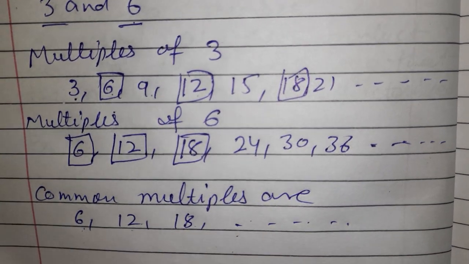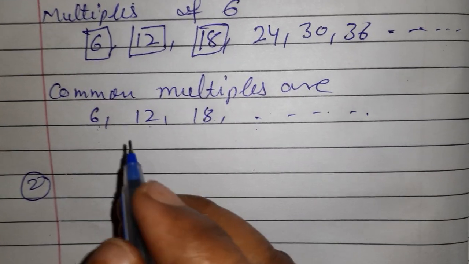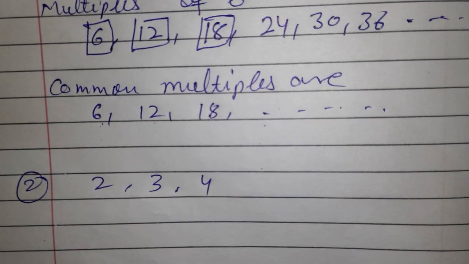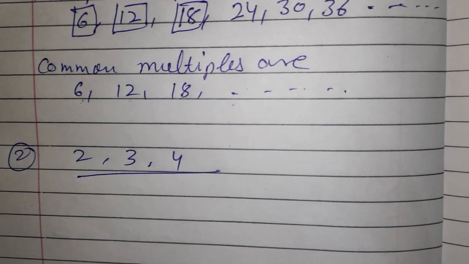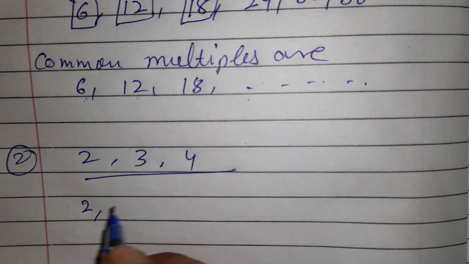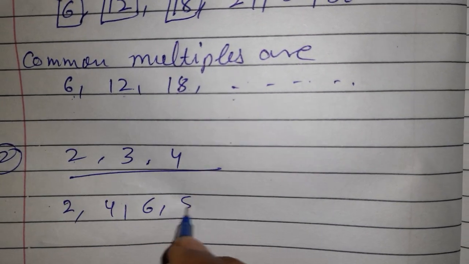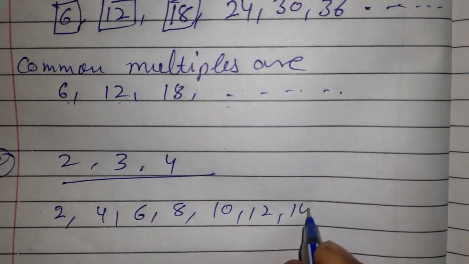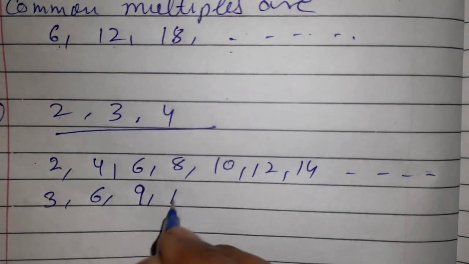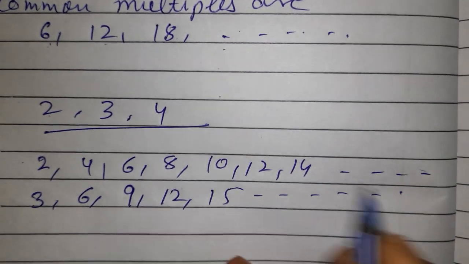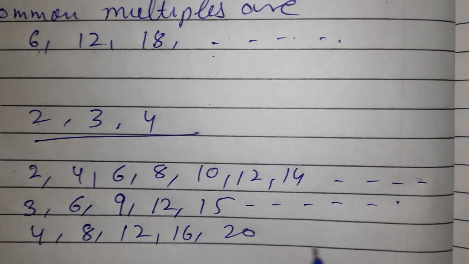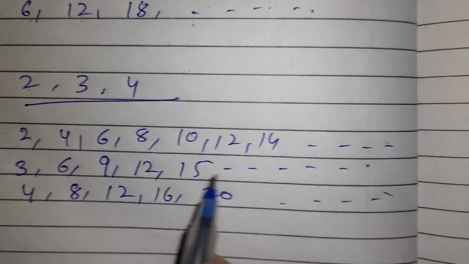Second example I am taking, just find the common multiples of, like, 3 numbers I am giving, 2, 3 and 4. Okay, find the common multiples of 2, 3 and 4. So write the multiples of 2. What are they? Write the table of 2, and so on. Then table of 3, and so on. Table of 4, and so on.